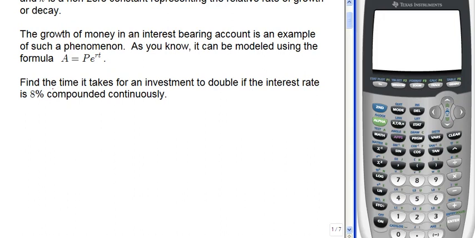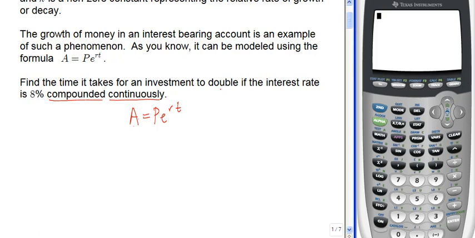Suppose that we want to find the time it takes for an investment to double if the interest rate is 8% compounded continuously. Now you need to see that phrase, compounded continuously, in order to know that you should be using this Pert formula. And if we are using it, then we want to figure out what all of these various letters represent in this problem.